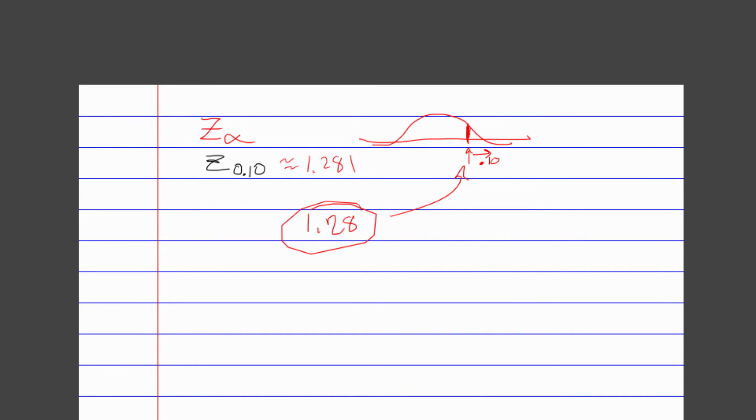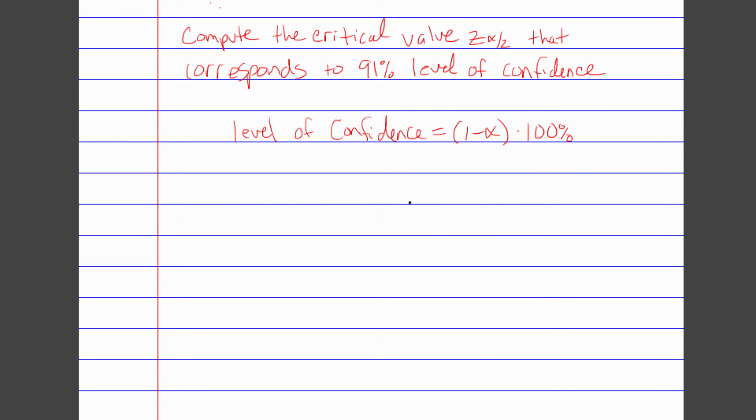Okay, now let's look at a level of confidence. So this question says compute the critical value z sub alpha divided by 2 that corresponds to 91% level of confidence. Okay, well, the level of confidence equation is just basically 1 minus alpha times 100%. So our level of confidence is the 91%. So that would be, in decimal form, 0.91. And we put that in there, and we're going to find what the alpha is.